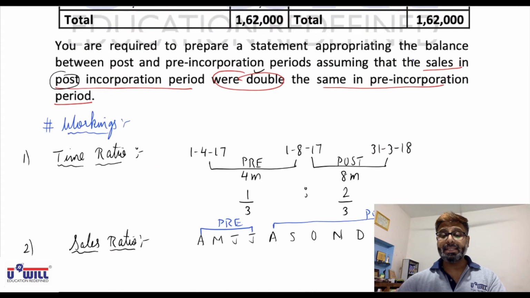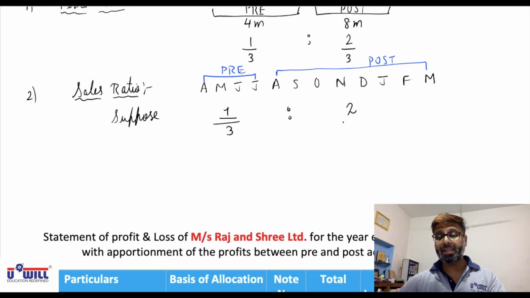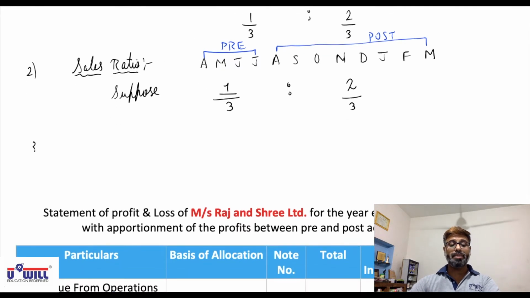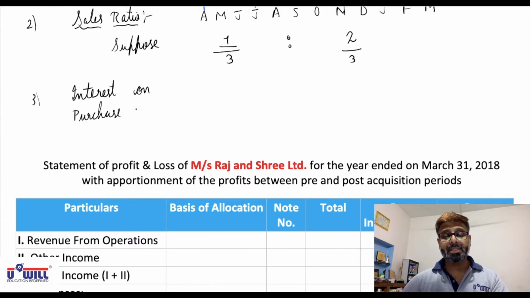Now they say sales in post-incorporation period is double of the same in pre-incorporation period. So suppose the sales in pre-incorporation period is 1. In post it will be double, means it will be 2. So 1 is to 2, 1 by 3 and 2 by 3 is the sales ratio. Same as time ratio, 1 by 3 and 2 by 3. And third workings will be for interest on purchase consideration. Exclusive time ratio for interest on purchase consideration.